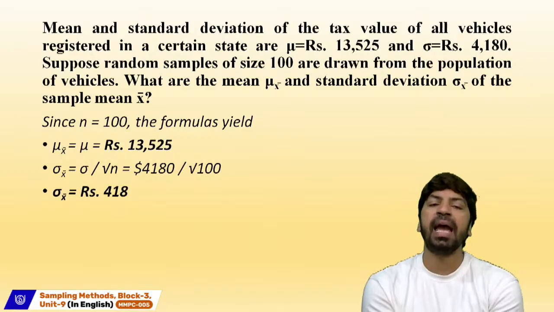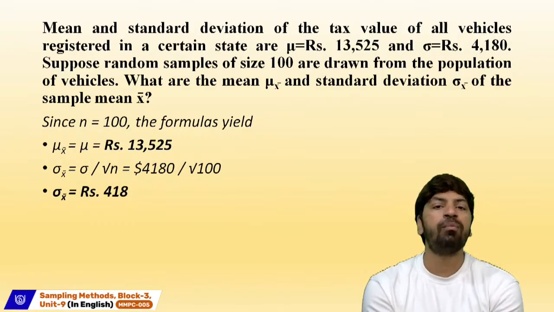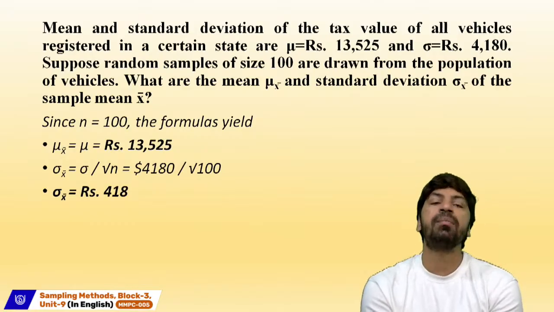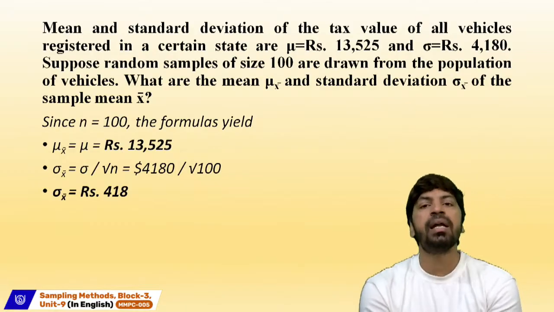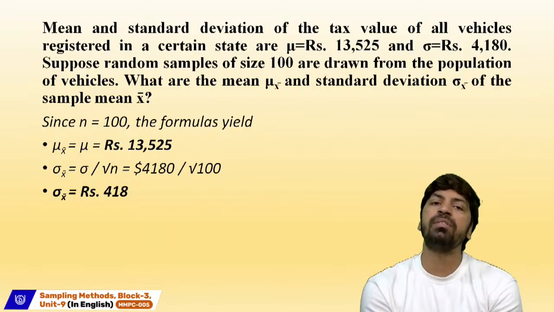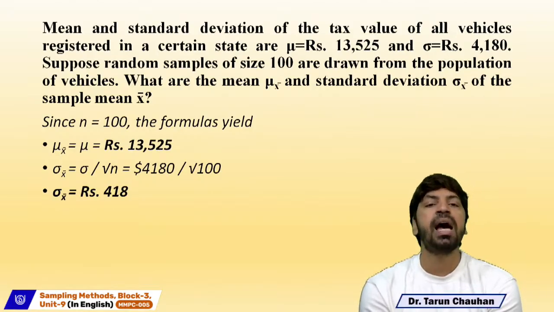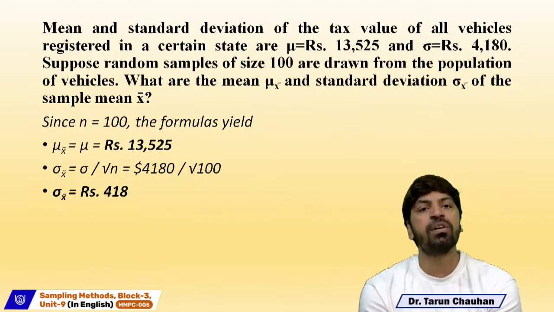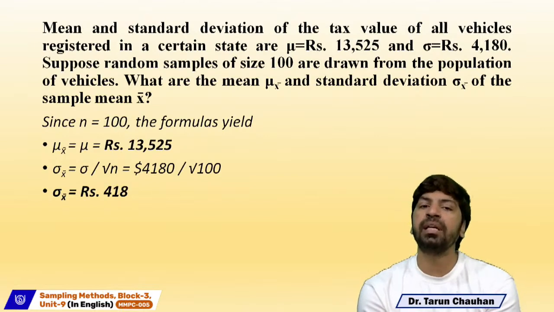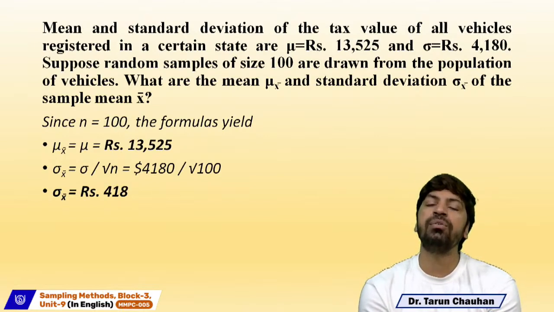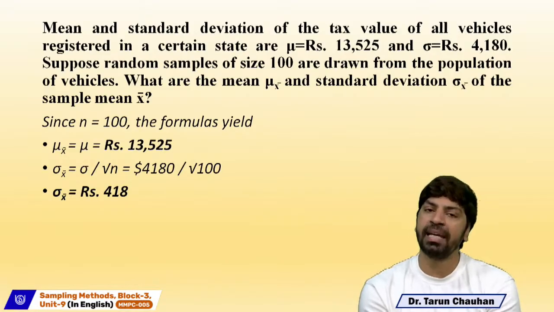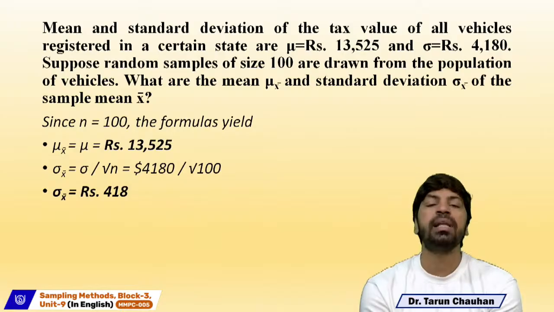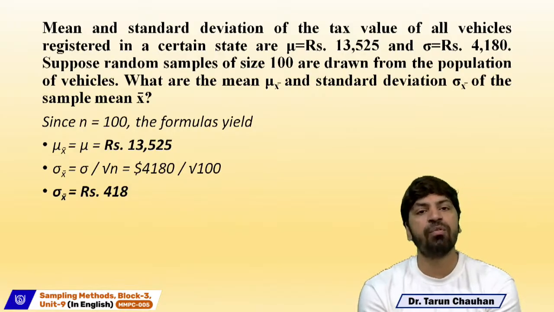So hence n is 100. That is a formula which has been stated: the population mean is equal to the sample mean, that is equal to 13,525, and the standard deviation of the sample mean is equal to the standard deviation divided by root n. So the standard deviation, that is 4,180 by root 100, that means the standard deviation is 418.